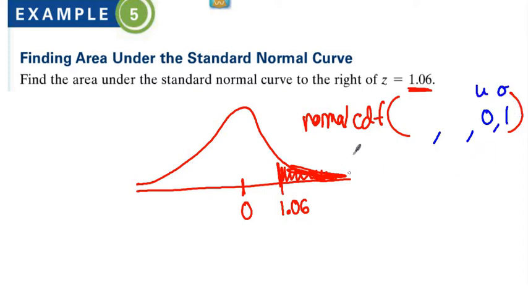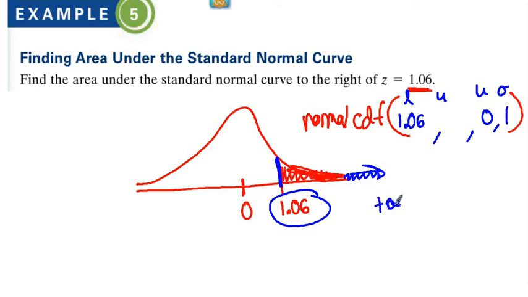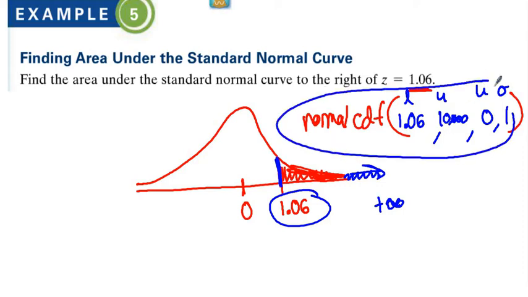Alright, so what's the lower boundary? Because the lower always goes first. The lower boundary is this right here. That's like the left boundary. It's going to be 1.06. The upper is going forever in that direction, so it's going to be positive infinity, but we can't put infinity in a calculator, so I'll just use 10,000, because 10,000 is such a large z-score that it's practically infinity for all intents and purposes. So put that in the calculator.